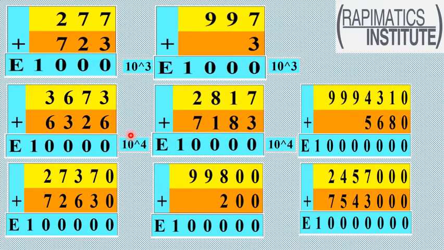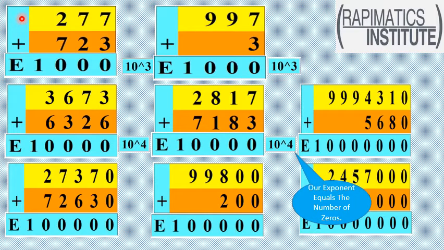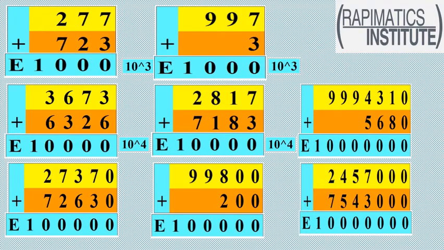We have 4. So we have 4 zeros. Our exponent equals the number of zeros that we see. So we have 5. It's 5 zeros, and 7.